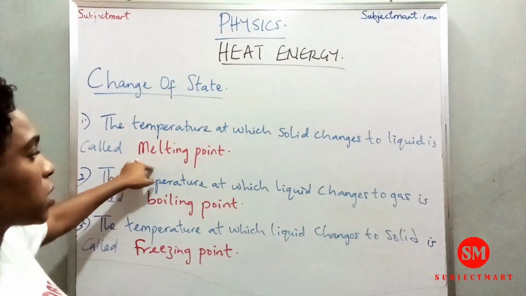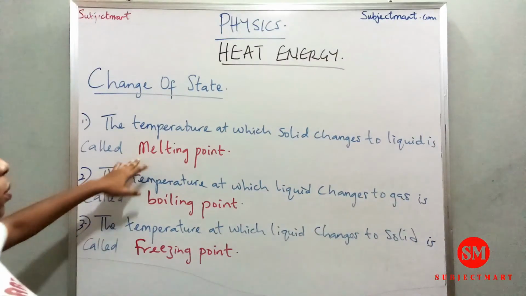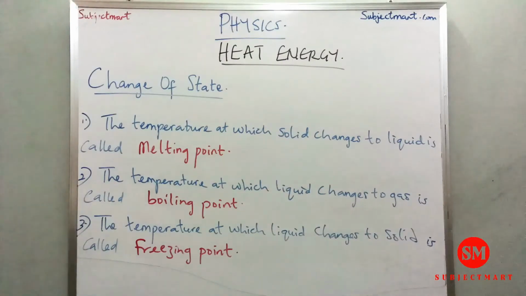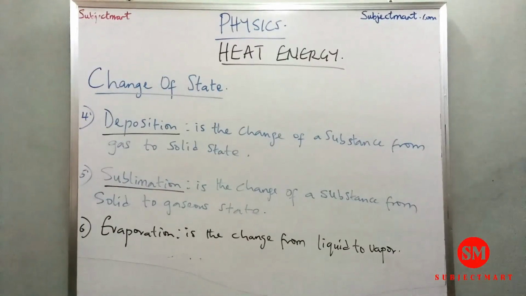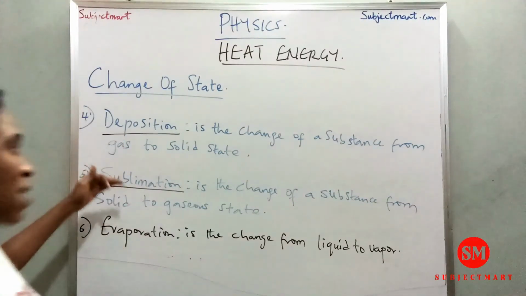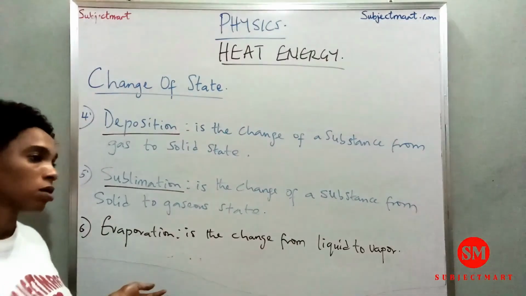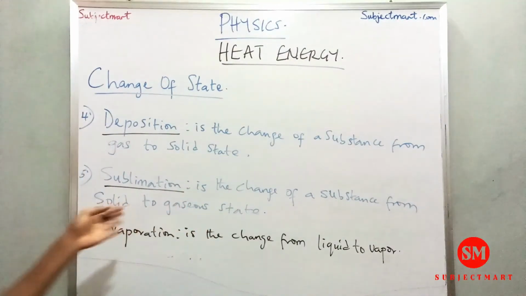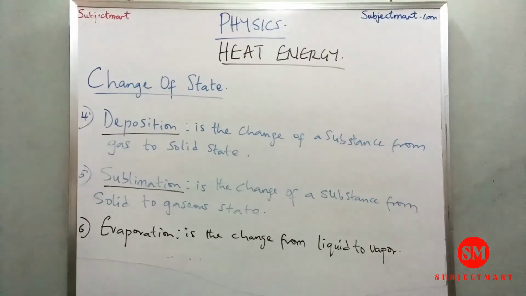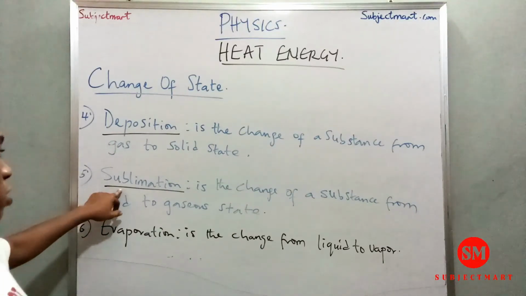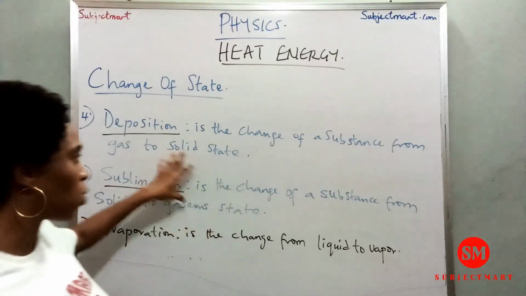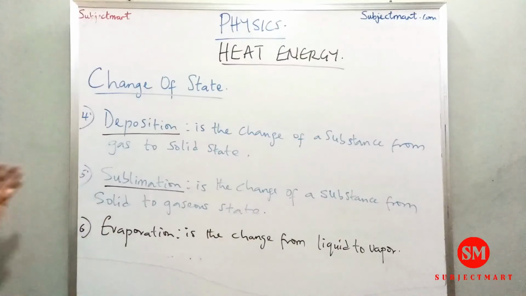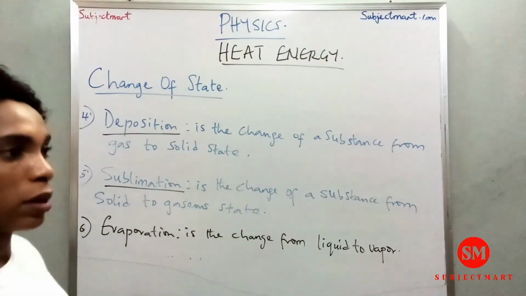And before change of state can occur, that means heat has been applied to that body. Deposition is the change of the substance from gas to solid. The substance changes from gaseous state to solid state. While sublimation is the change of the substance from a solid state to a gaseous state without passing through the liquid state. So the reverse of sublimation is deposition. An example of substances that undergo this, you have your iodine crystals and you have your camphor naphthalene balls.